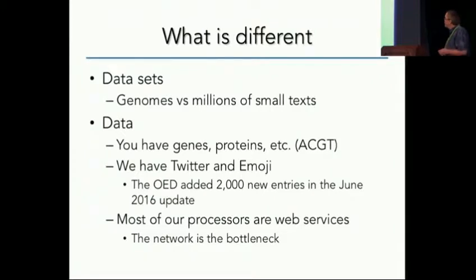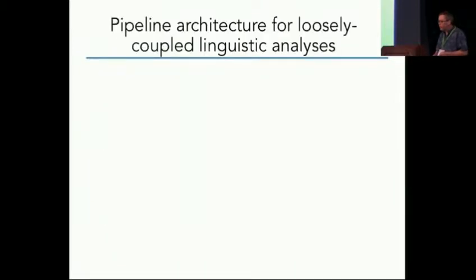Also, interestingly, most of our processors are web services that are distributed around the globe. So running Galaxy in a high-performance compute cluster doesn't really make a lot of sense in our use case because for us, the network is the bottleneck. We really want a big, fast network connection to connect our services.